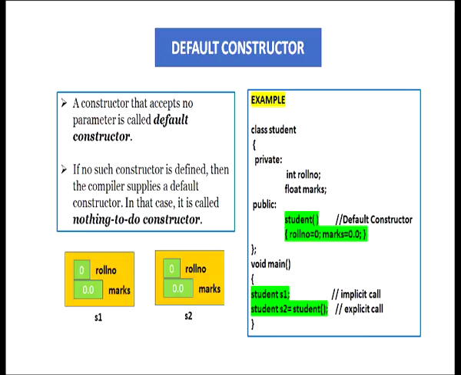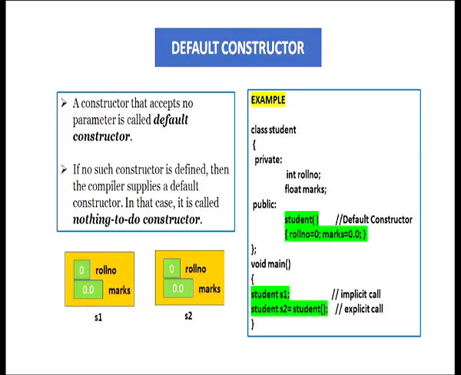Now, in main, the statement student S1 will create the object S1 and invoke the constructor student implicitly. You can see the moment the object S1 is created, the memory will be allocated to its data members, roll number and marks, and the constructor will be called and it will assign the initial values 0 to roll number and 0.02 to marks.